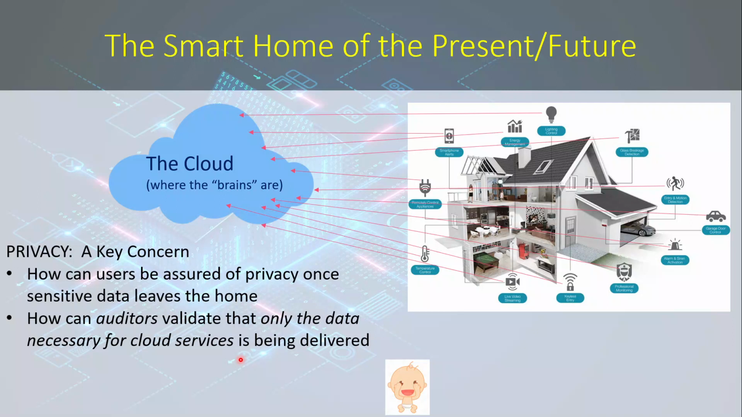And the second question is, how can you verify or validate that only data necessary for cloud services is being delivered? We have a whole number of logical pathways. Most of them are independent, and it would be a very arduous task for somebody to verify that each of these links are actually sending relevant data, or more particularly, not sending sensitive data.